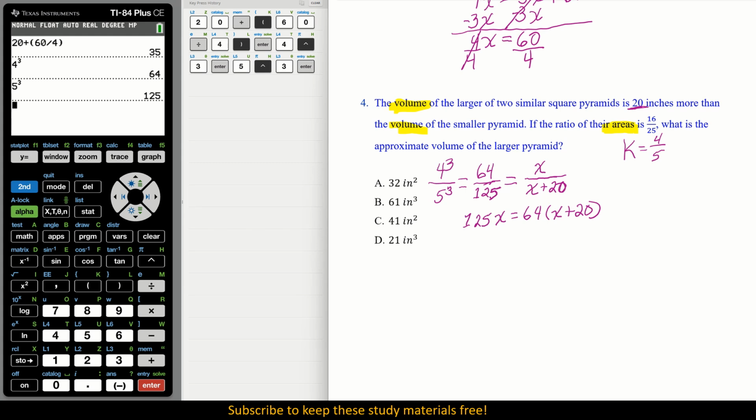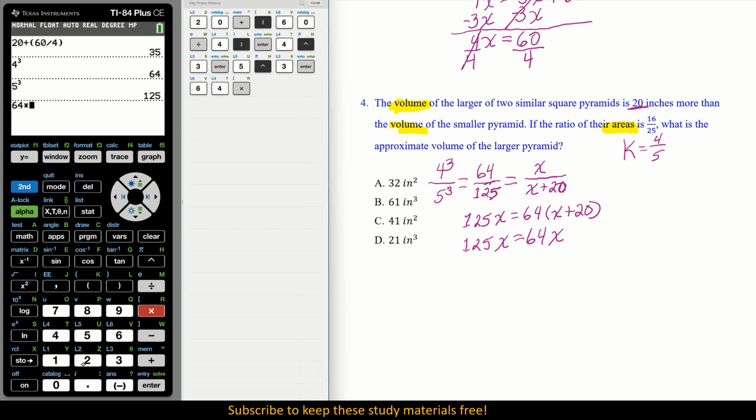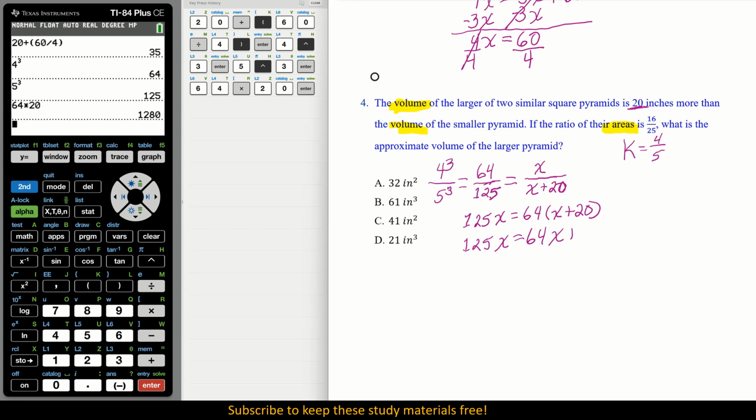We cannot just divide because we have x on both sides of the equal. So we have to distribute first. 125x equals 64x. Okay, I'm not going to do that in my head, all right? So we're going to say 64 times the 20. You know, I could have, but let's not risk it. When you get tired, it's best to just refer back to your calculator. So 1,280.